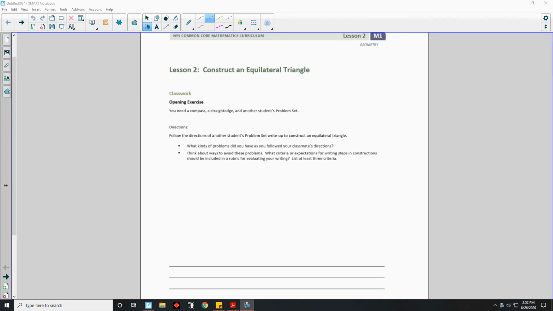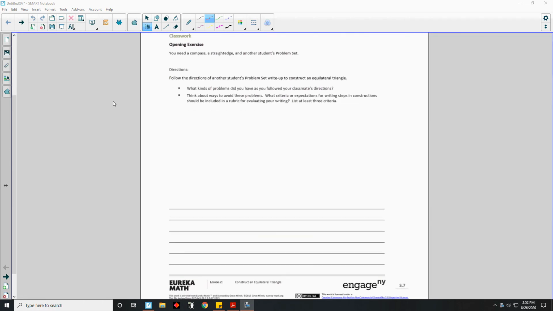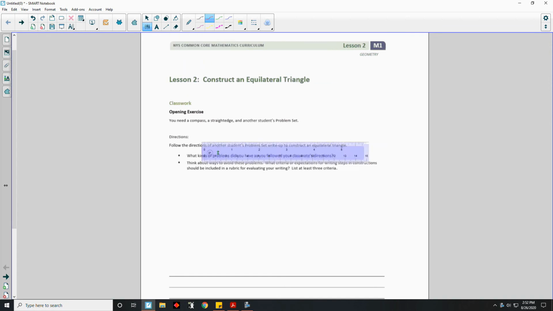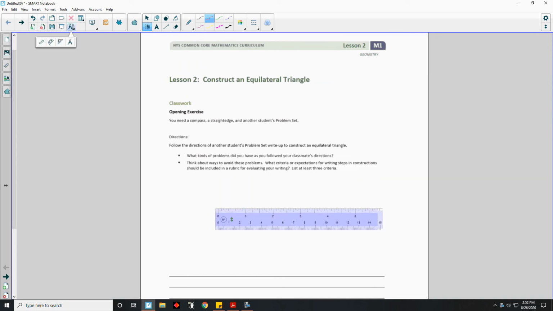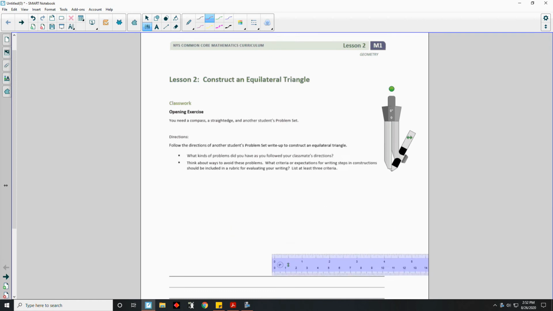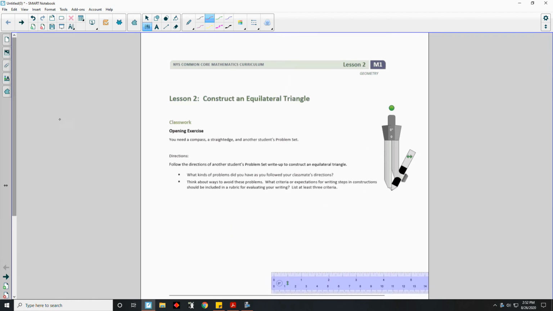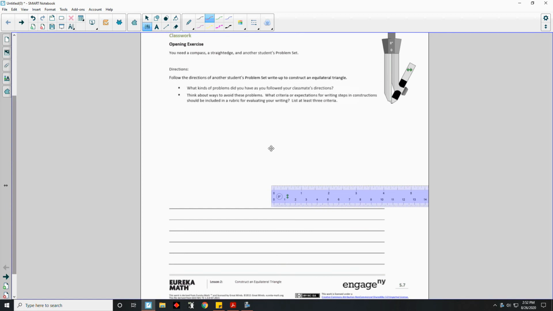Okay, welcome to Lesson 2, Construct an Equilateral Triangle. Classwork, opening exercise: you need a compass and a straight edge, and another student's problem set. So you're going to take a student's problem set from the last class, and you're going to follow their directions on creating an equilateral triangle. So hopefully their steps went kind of like this.